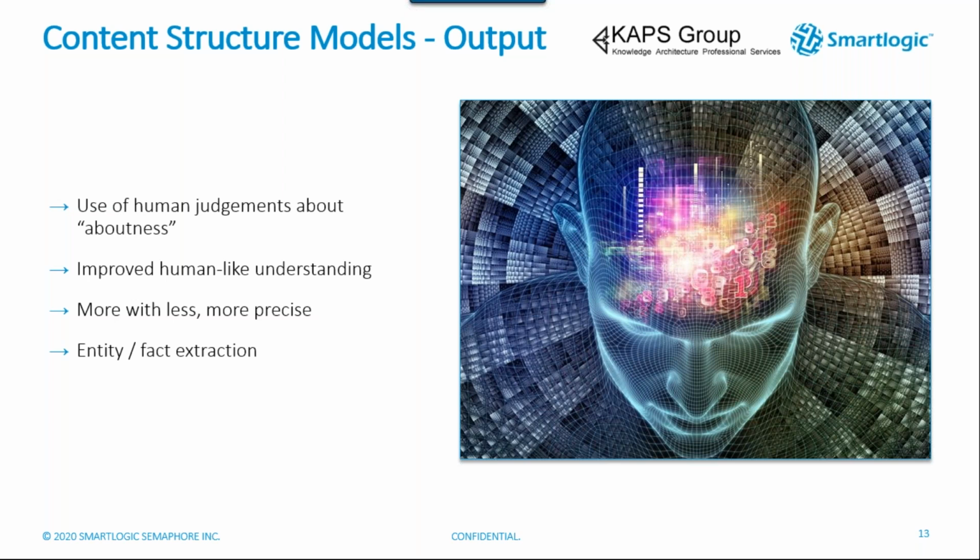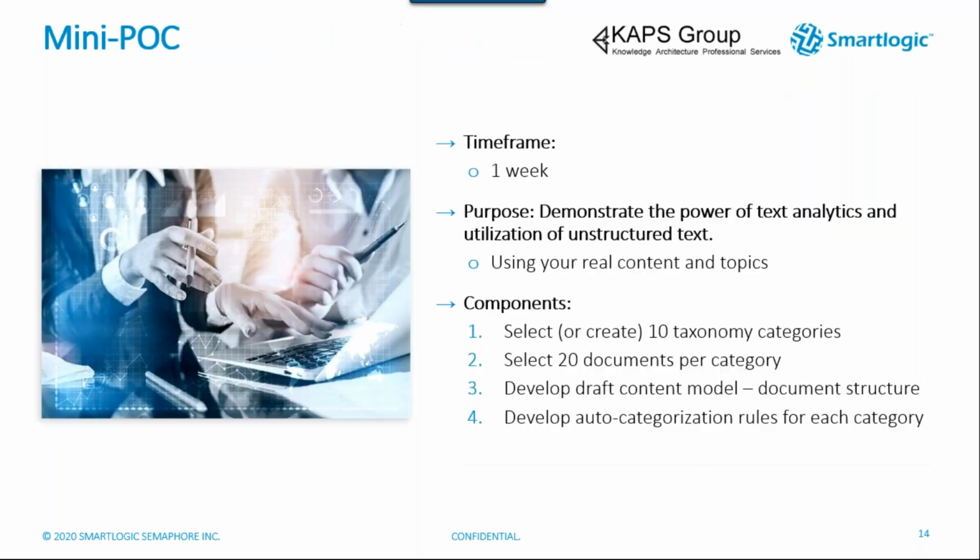I thought it was pretty funny when people started talking about deep learning and how it was more human-like. And then they would say, well, yes, and all you have to do is train it with a couple billion different examples. That's not really human-like. Okay, but this kind of approach really is. It enables you also to do more with less. It enables you to get more precision. One of the big problems with looking at a bag of words is trying to figure out what are the different kinds of concepts in here and how do they relate to each other. As I mentioned, it also enables you to do entity and fact extraction. So this is what you get for building a content structure model.